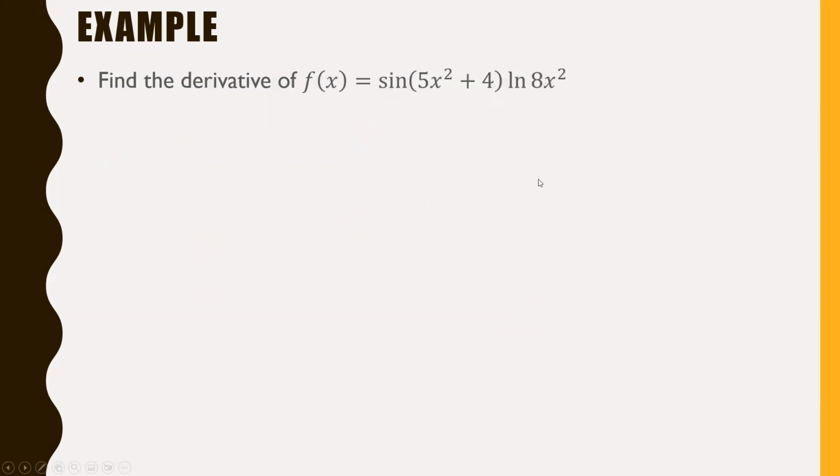Here we go. So find the derivative of f of x equals sine of 5x squared plus 4 times ln 8x squared. Holy smokes, there's a lot going on here. Let me break this down for you. We've got to actually understand what's all going on.